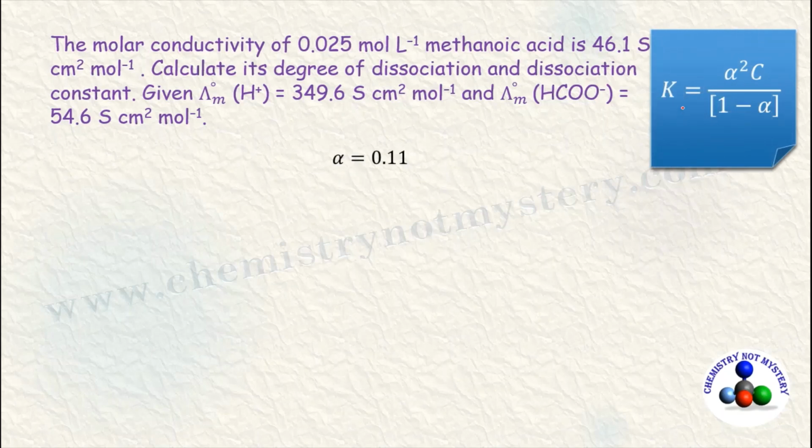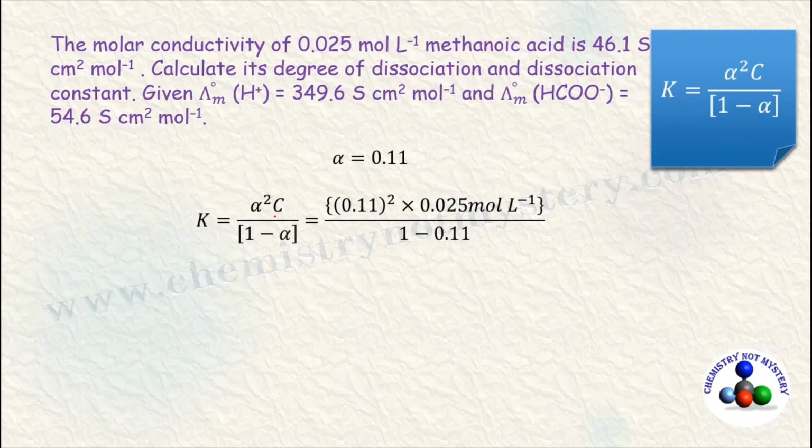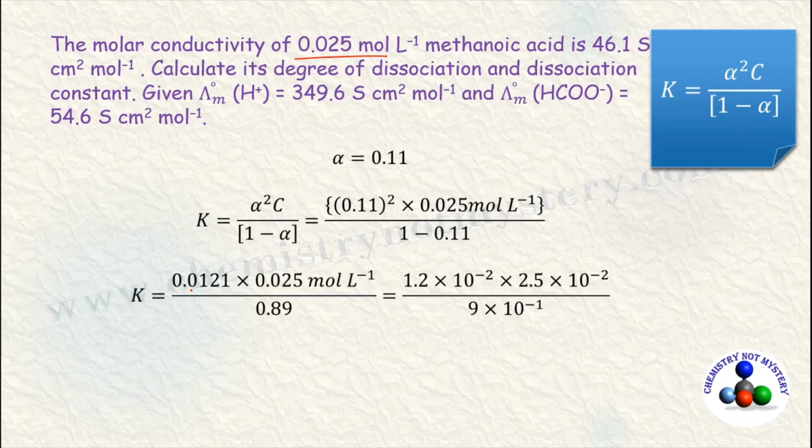For the dissociation constant we have formula K is equal to alpha square C over 1 minus alpha. Now place the value of alpha in this equation. When you place the value of alpha in this equation, you will get 0.11 whole square multiplied by 0.025 mole per liter, that is the value of concentration given in the question, divided by 1 minus 0.11. When you solve it, you will get 0.0121 multiplied by 0.025 mole per liter divided by 0.89.